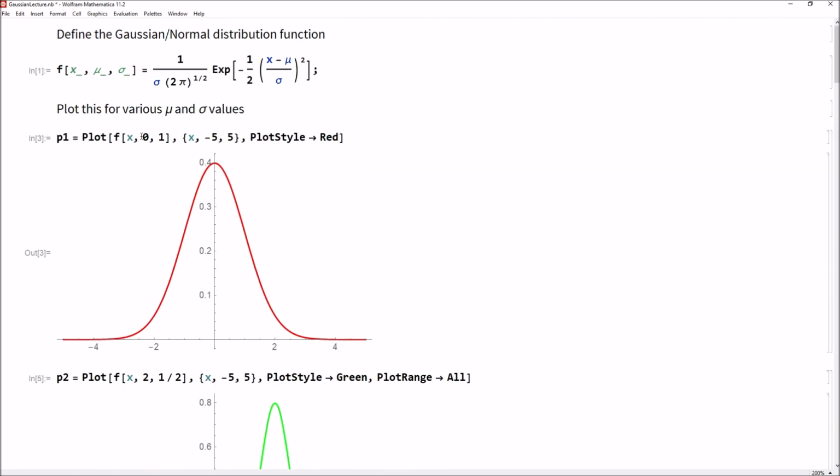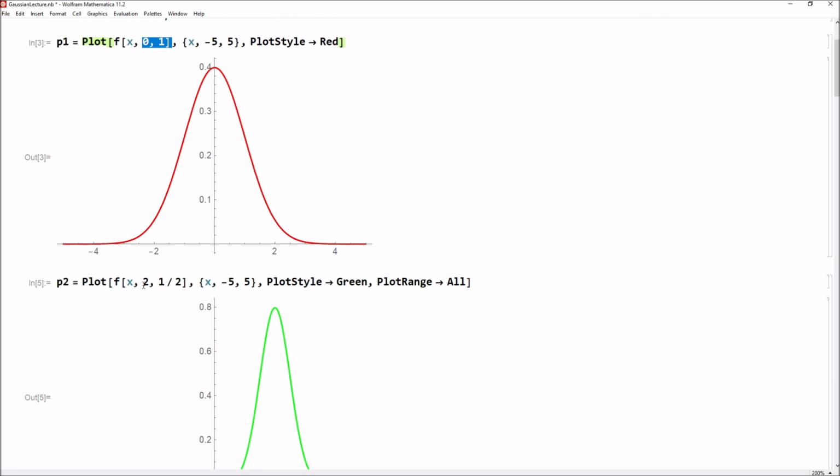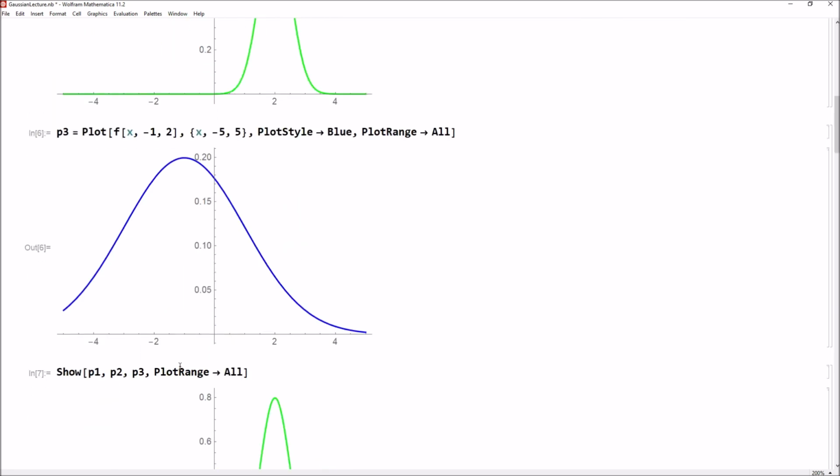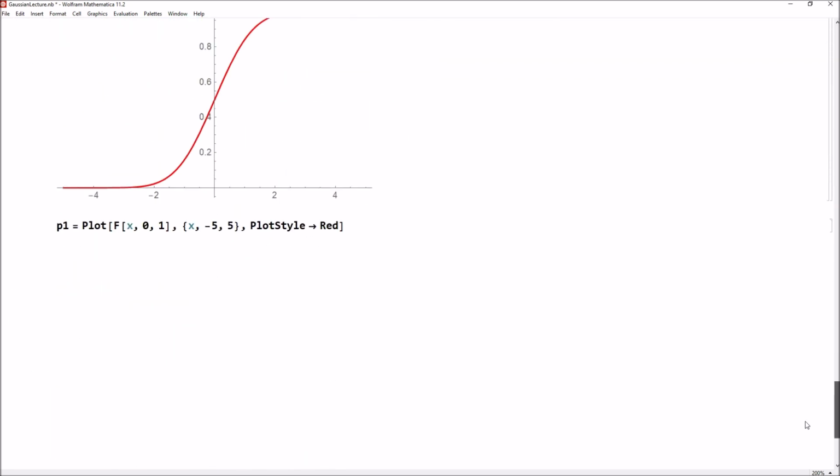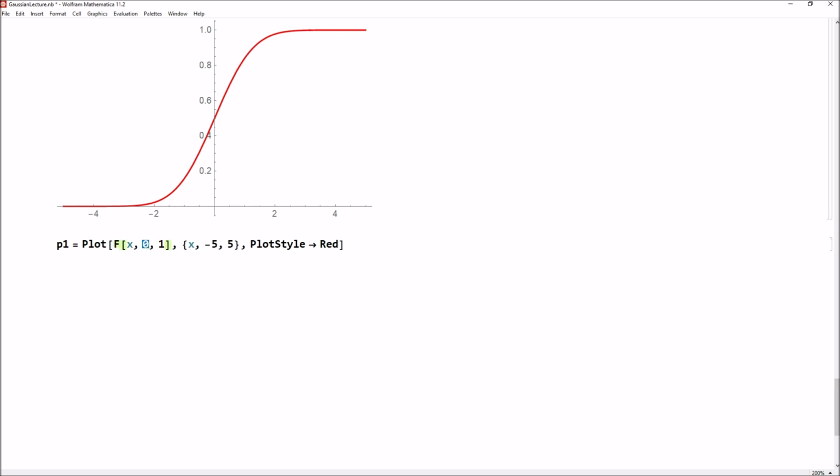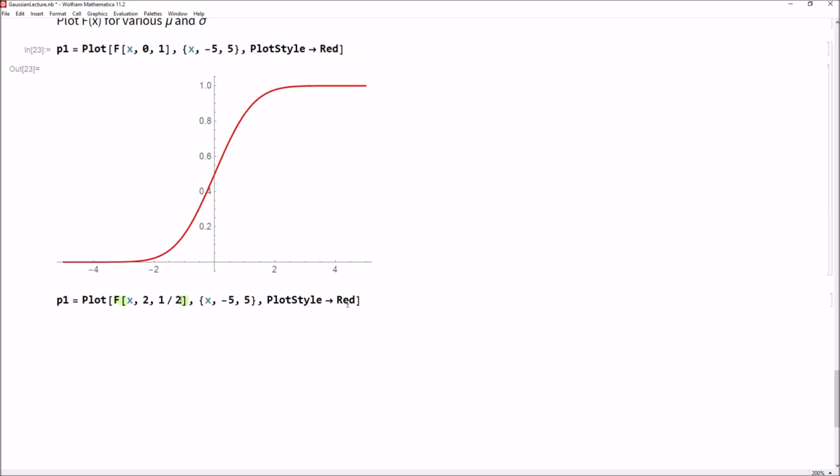We said, okay, 0 and 1, and then the other Gaussian we looked at was a mean of 2 and a standard deviation of 1/2. Okay, let's do that. So how about a mean of 2 and a standard deviation of 1/2? And I think we made that one green. And then finally we had a blue one. Oh, sorry, this should be P2.